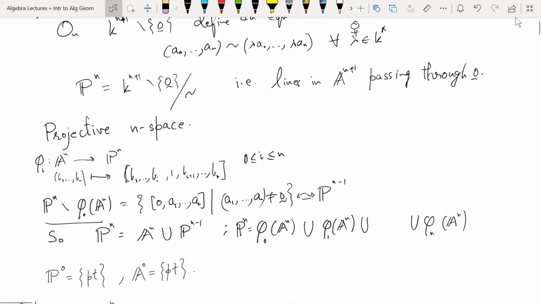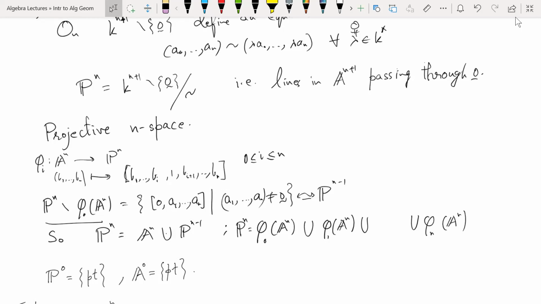We also saw that from affine space you can give an injective map to projective space, and there are many such injective maps, n plus 1 natural injective maps, where you send (b1,...,bn) to (b1,...,bi, 1 in the ith coordinate, b(i+1),...,bn). In particular, if i is 0, then you can look at the complement of this A^n, so you can think of A^n as a subset of P^n.